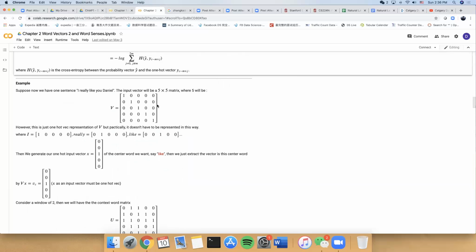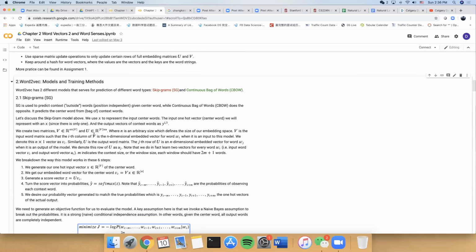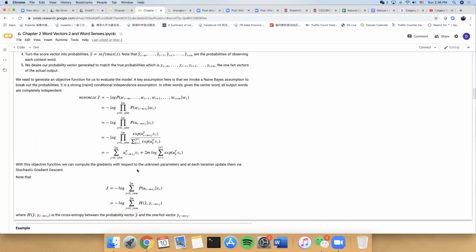So I'm just going to give you an example here and let's see how that works. For example, oh, I made a mistake here previously. The we here, the input word matrix, is all the words, it's not just the center word, okay? The we, the input word matrix, is all the words. The small we here is the center word matrix, okay?